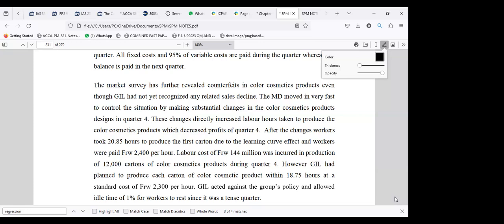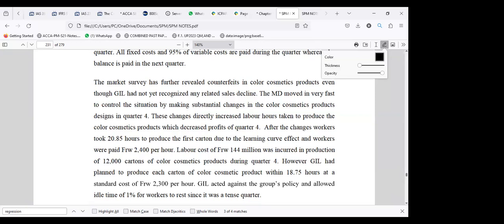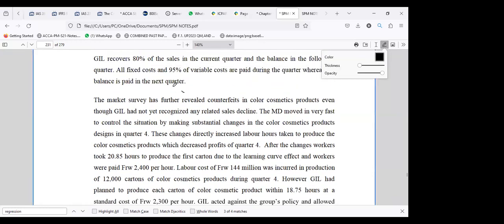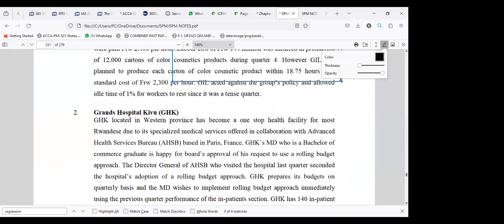However, GIL has planned to produce each carton of the color cosmetics within 18.75 hours at a standard cost of a franc of 2,300 per hour. GIL acted against the group policy and allowed idle time of 1% to rest since it was intense quarter. Anyway, I think this is just some additional issues, not really affecting the whole thing. It ends here. This is maybe for something else, because I think it's mostly talking about maybe a variance issue coming through. If you may check, you'll notice that.